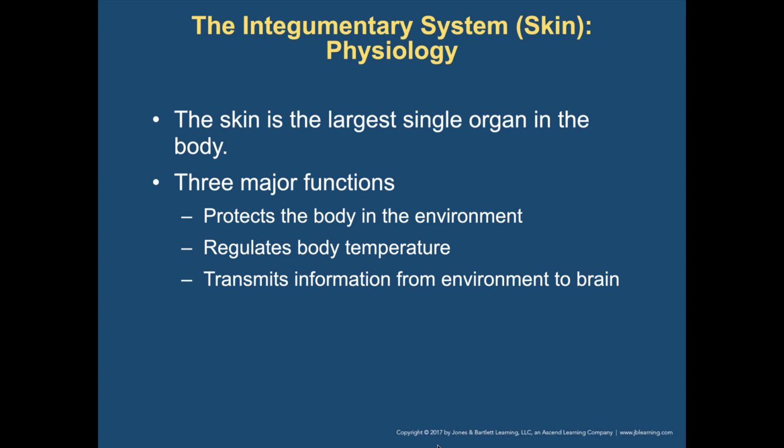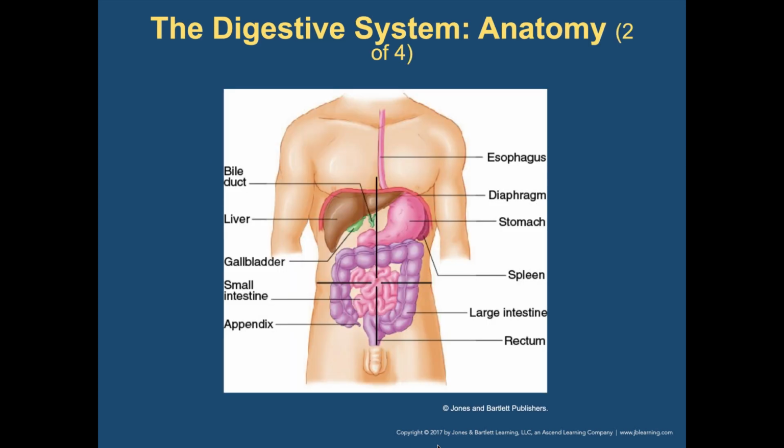All right, there you go. Skin is the largest single organ in the body. There's your three major functions: protection, body temperature, and it transmits information from the environment to the brain, like, hey man, it's kind of cold out here. Maybe we should go get a jacket.